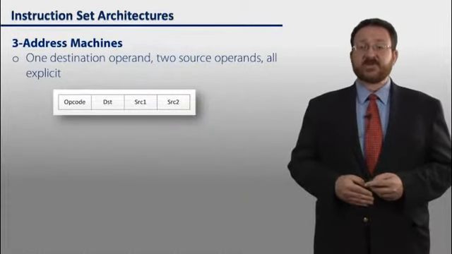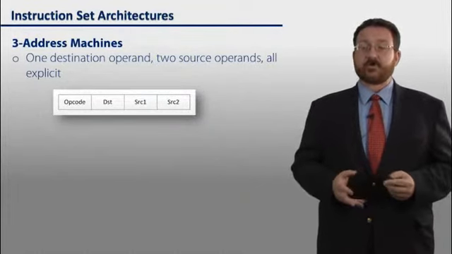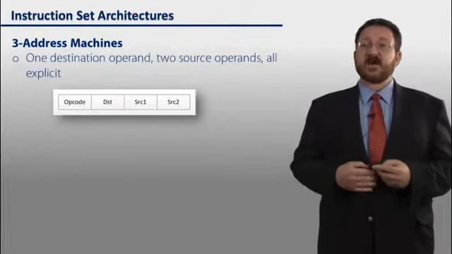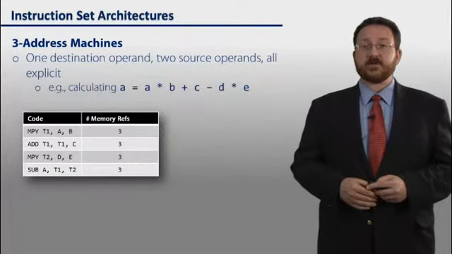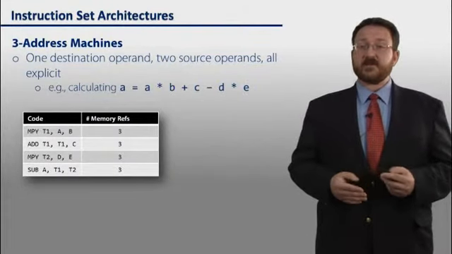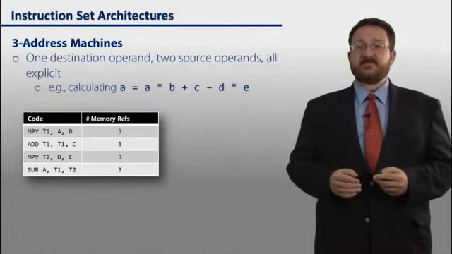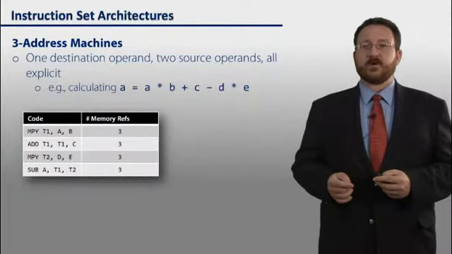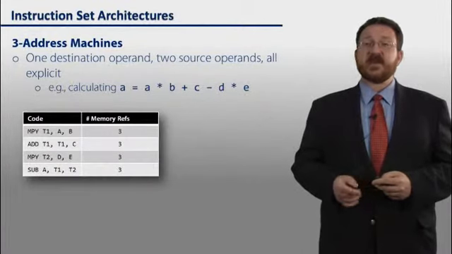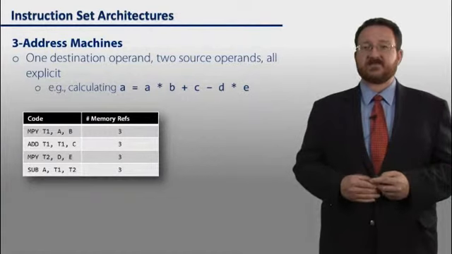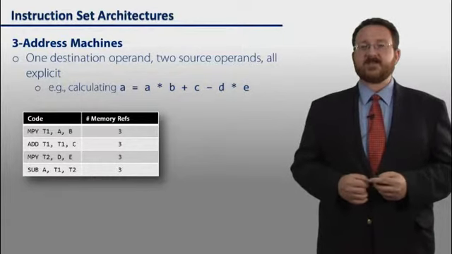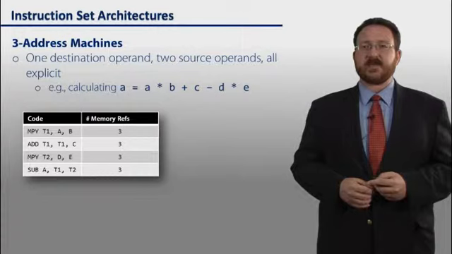In a 3 address machine, we're going to explicitly specify all 3 operands, both sources and the destination, with the destination coming first. Again, rewriting that expression that we saw earlier, this becomes very simple. Only 4 instructions. Take A and B from memory, multiply them together, and store the result at T1. Take T1 and add that to C, and store the result back in T1. Now I've completed a half of a sub-expression. Take D and E, multiply them together, and store the result at T2, and then take T1 and subtract T2 from it, and store the result in A.